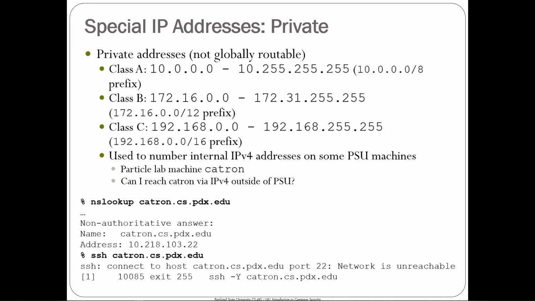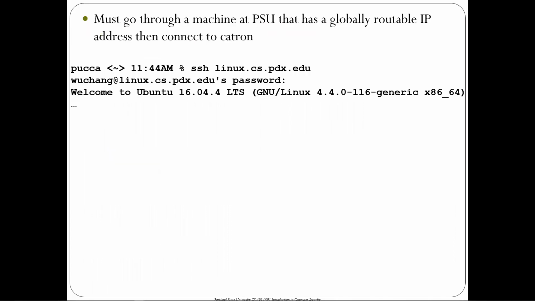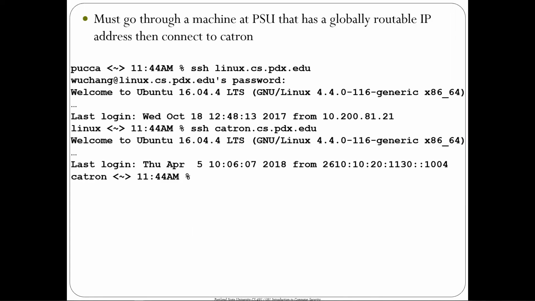Okay, so if you want to get to Catron, you first have to SSH into a machine that has a public IPv4 address and is connected to the private set of addresses, like Linux, like Ada. You SSH into that, it's got the public IP address, and then from Linux you can SSH into Catron on the 10 network. That all works.